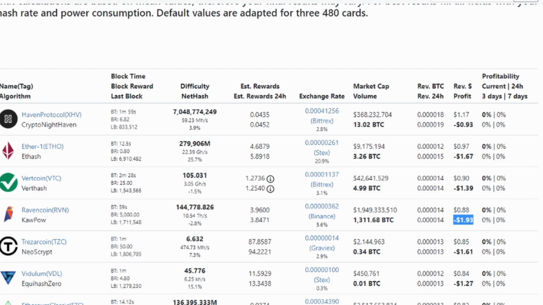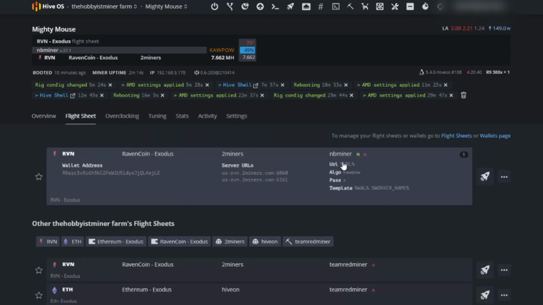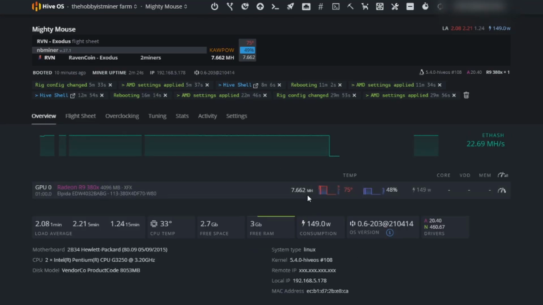So I went ahead and ended up trying to use Team Redminer and it would not work. It kept on having issues. So I finally ended up swapping over to NBMiner, and that ended up working properly. Actually, just swapped over and bam, we were good to go. So definitely struggling with Team Redminer there. So right now we are running stock settings. And that being said, it is running a little warm, 75 degrees here.